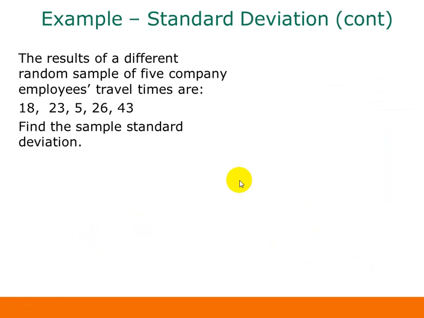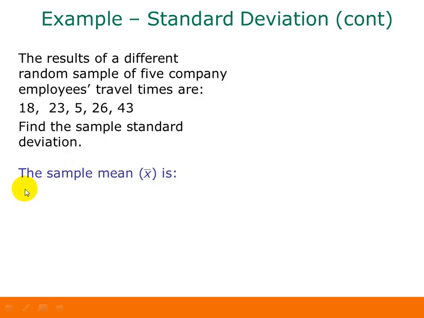Now we'll look at another example. This came from a different random sample of 5 company employees' travel times. And notice that some of the values are the same, but here instead of a 23 we now have a 5, and here instead of a 28 we have a 43. So this set of data has much more varied values than the other one did. We're going to see what happens when we use the formula here to find the sample standard deviation.